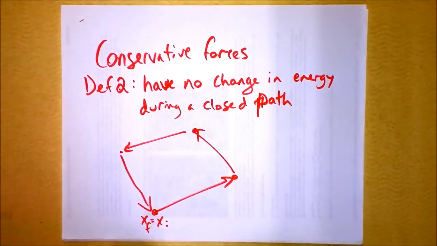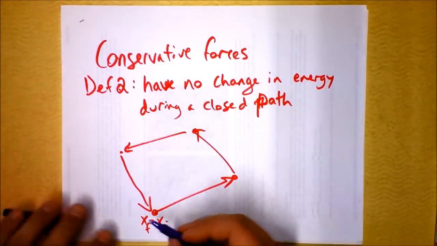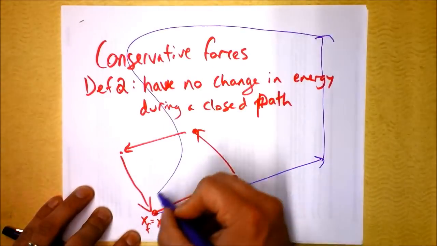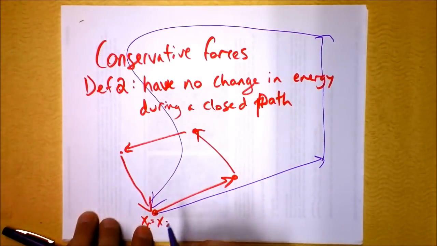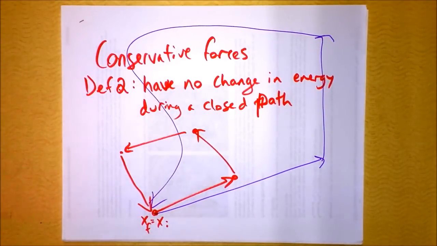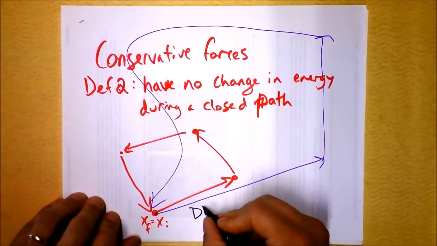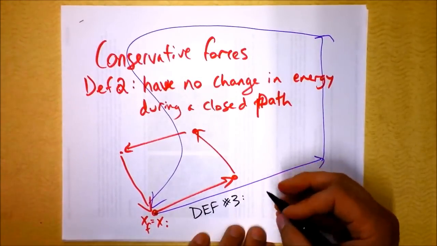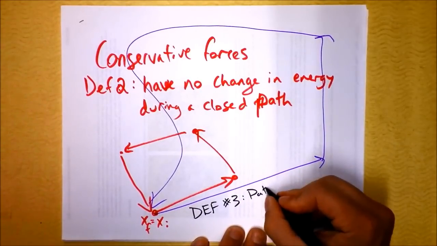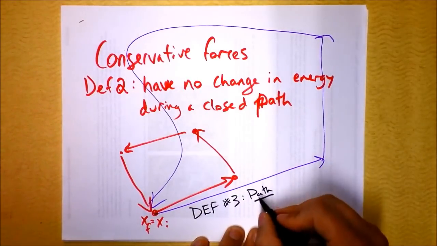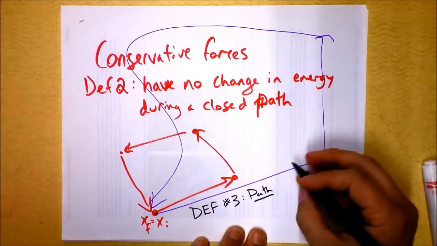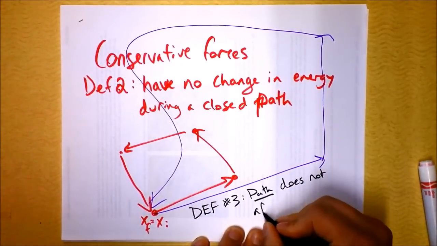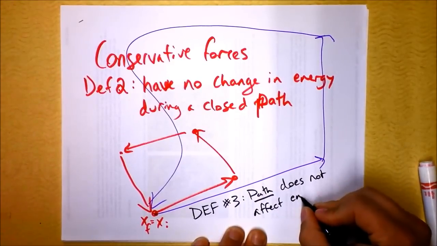If it takes this closed path. Another way to do this closed path would be to go over here, and then over here, and then like this, and back. So I guess that kind of leads us to definition number 3. Definition number 3 of conservative forces says that the path you choose to take to get from one state to another does not affect energy.